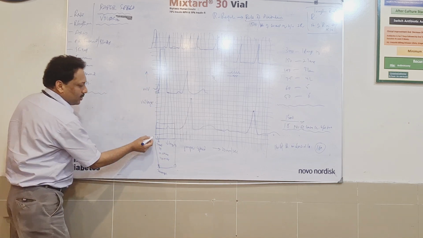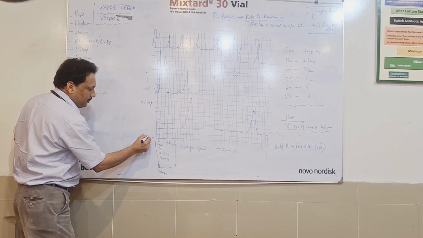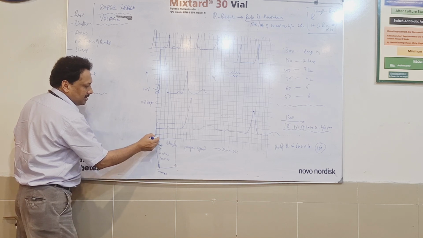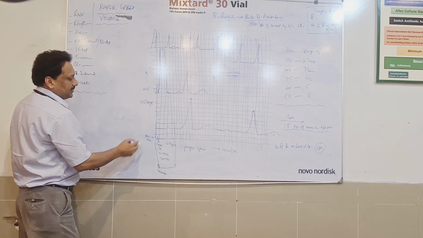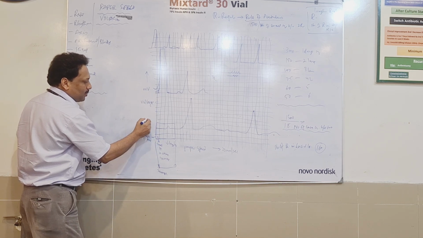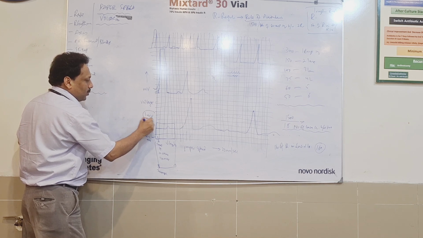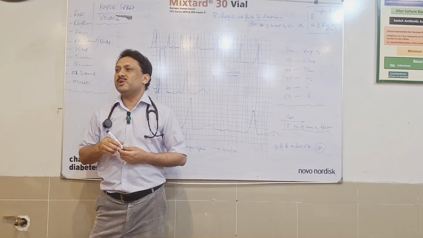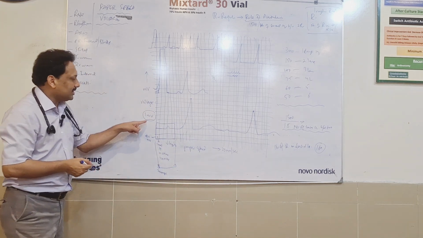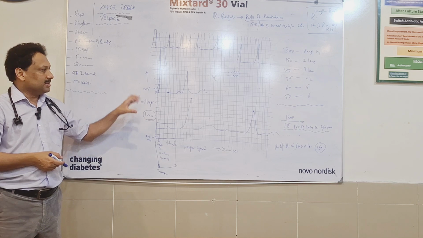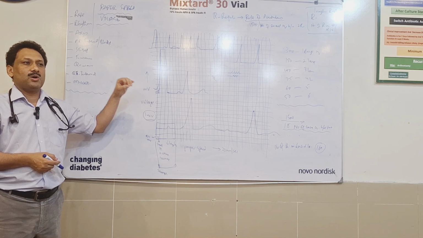And how to calculate the voltage? 1 small square is equal to 0.1 millivolt. 1, 2, 3, 4, 5, 6, 7, 8, 9, 10. The 10 squares are equal to 1 millivolt. What is the standard voltage we set on the paper? This is exactly this 1 millivolt voltage. The standard ECG is taken at 1 millivolt.